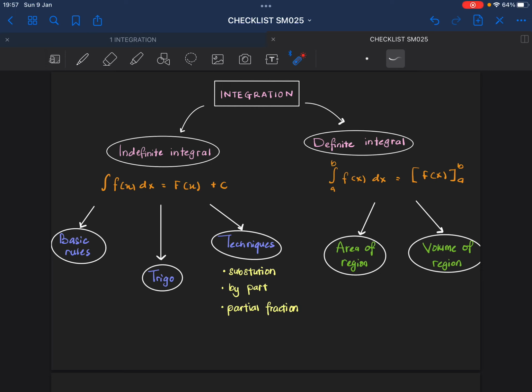From the previous videos, you have already seen how to integrate by using the basic rule, how to integrate trigo, and how to integrate exponent. So that is the basic rule. Make sure you master that part, then only we can continue into this one here.